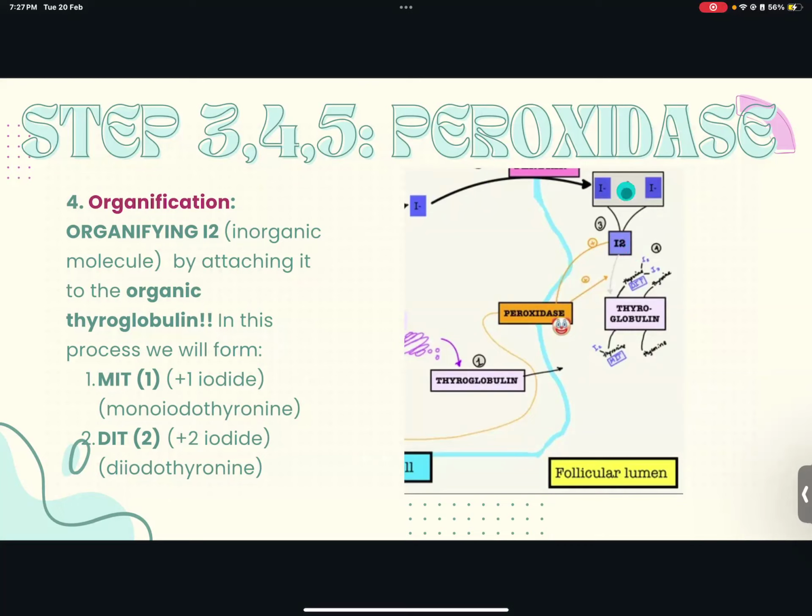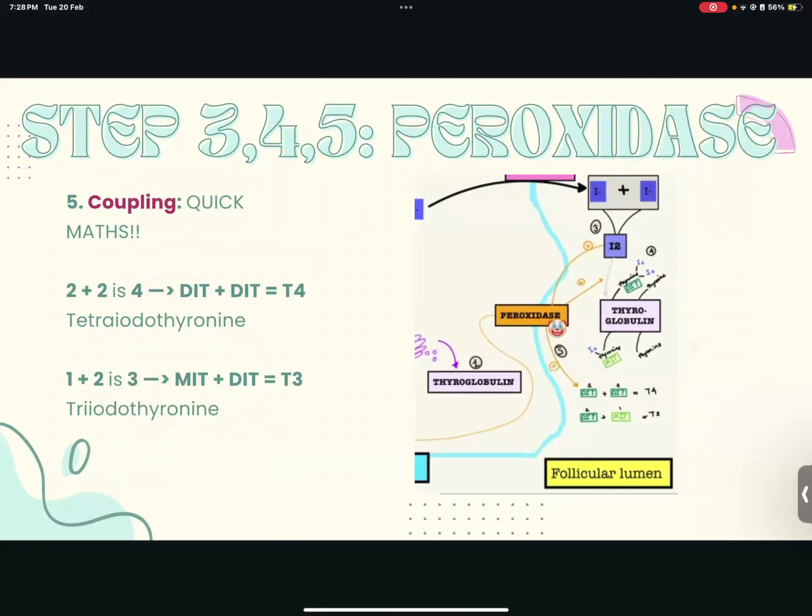All right. After that, you're going to have organification. You're going to take that iodine molecule and throw it onto thyroglobulin. When you throw it onto thyroglobulin, you're going to form 2 things: you're going to form MIT if you add 1 iodine molecule, and you're going to form DIT if you add 2 iodine molecules. Okay, I hope that's clear. And feel free to interrupt me at any time if you have any questions.